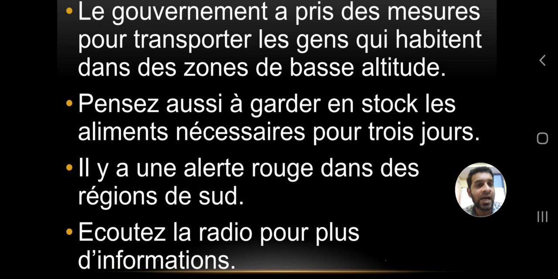Pensez aussi à garder en stock les aliments nécessaires pour 3 jours. So pensez aussi à garder en stock. Think about keeping a stock of food materials, necessary food things for 3 days. For the upcoming 3 days, try to keep a stock of necessary food things for the next 3 days.